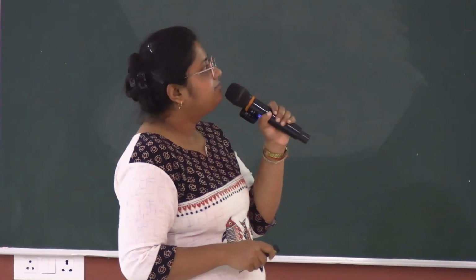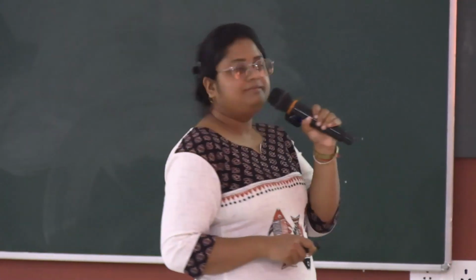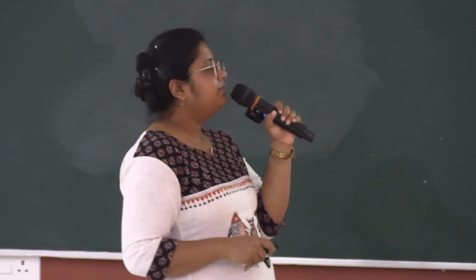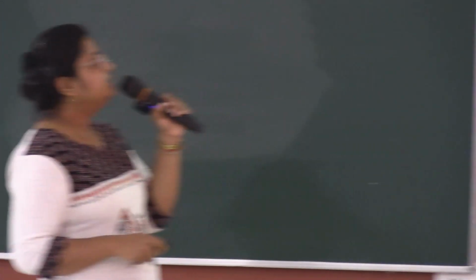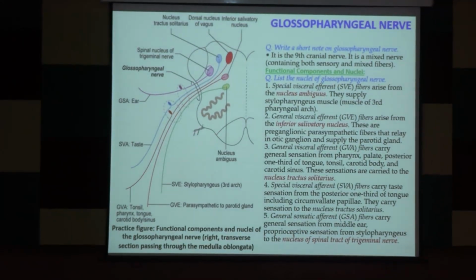Next is general visceral efferent. These fibers arise from the inferior salivatory nucleus, and these are preganglionic parasympathetic fibers that relay in the otic ganglion and supply the parotid gland. Okay.